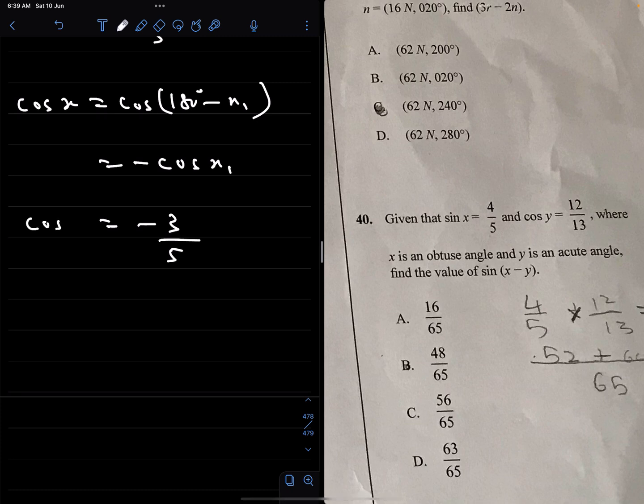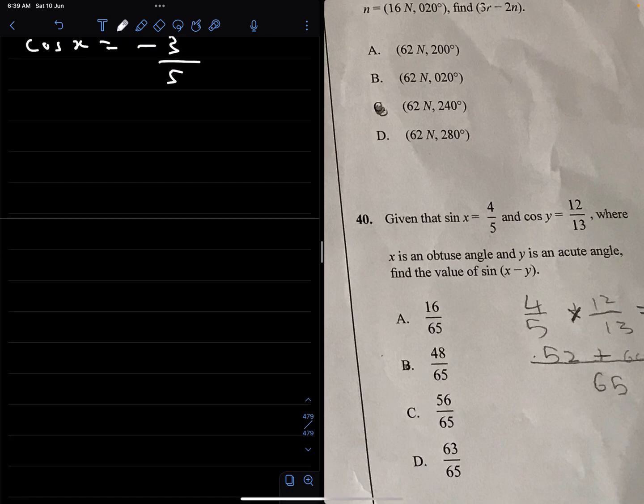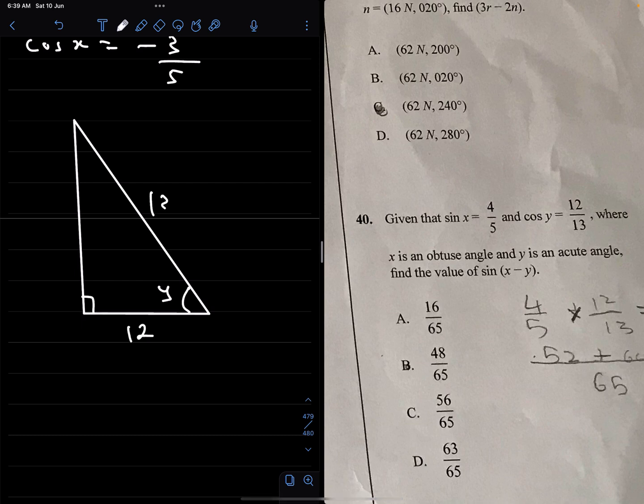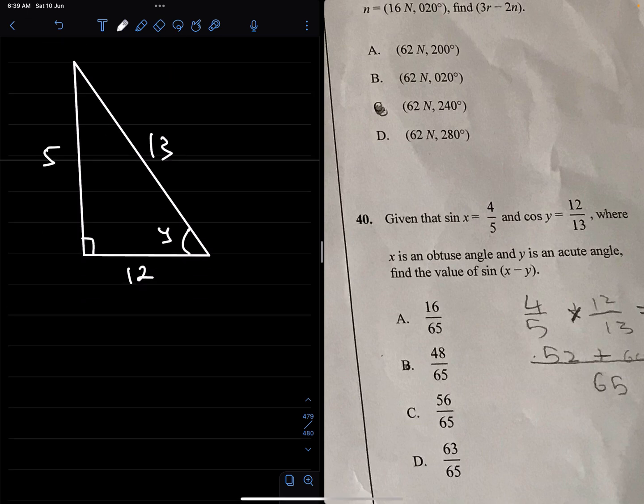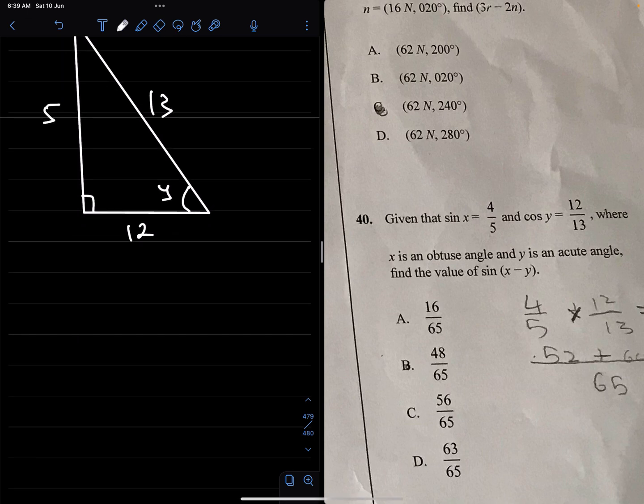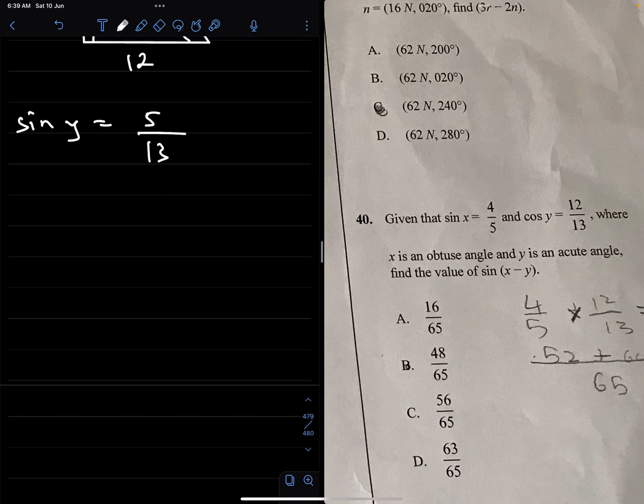So that's cos x. Now for y, that's straightforward. Let me just draw a right angle triangle. In this right angle triangle, if this is y, cos y is 12/13. That means adjacent is 12 and hypotenuse is 13. If I use Pythagoras' theorem, I'll be able to get this side as 5. So that means sine y is opposite over hypotenuse, which is 5/13.